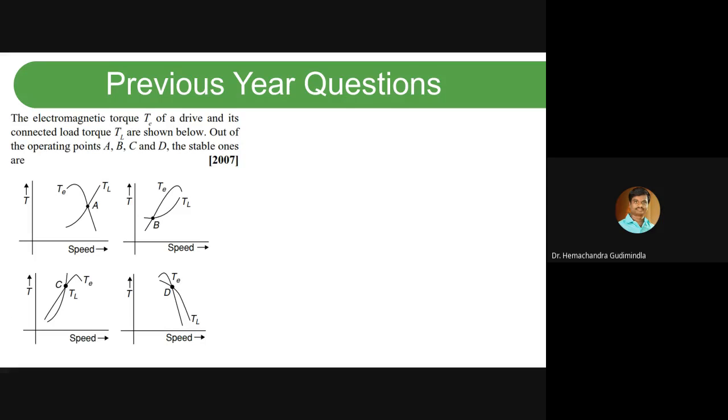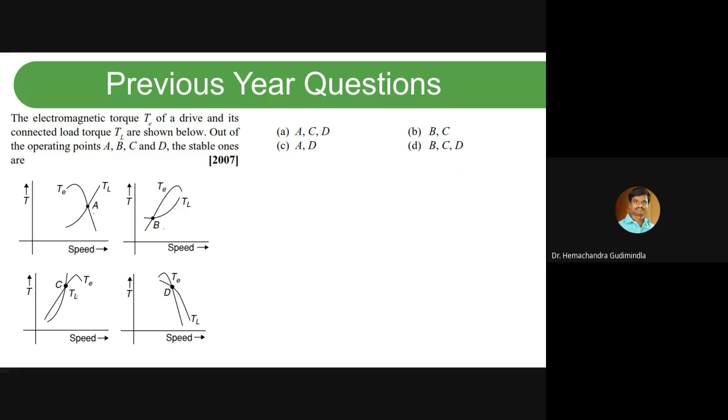Now, if you look at this, the electromagnetic torque TE is the same as the torque developed at the motor, and it's connected to the load torque TL. Identify the stable points, either A, B, C, D. And here they gave the options: A, C; D, B; C, B; C, D; A, D.